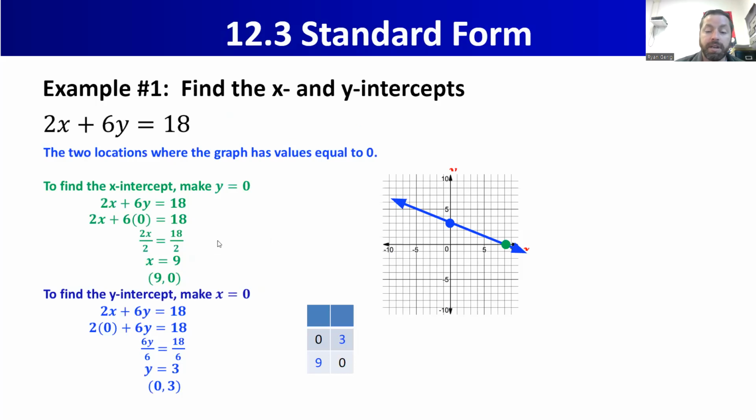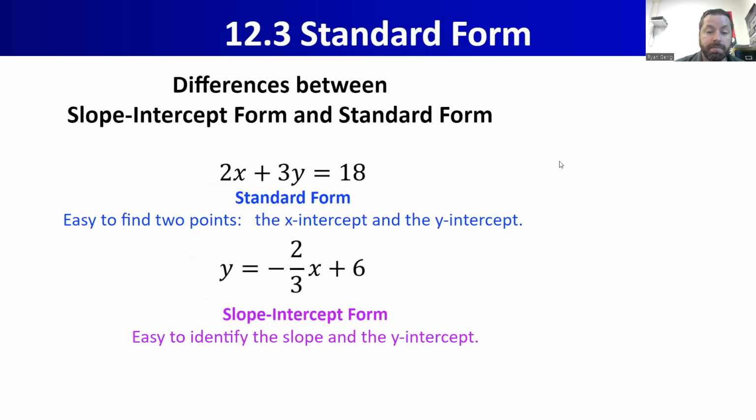We use the intercepts as seen here. We put 0 in for y to find the x-intercept, and we put 0 in for x to find the y-intercept, making this little table here. 0 for x gives me the y-intercept. 0 for y gives me the x-intercept. Plot those points, and you have your line.